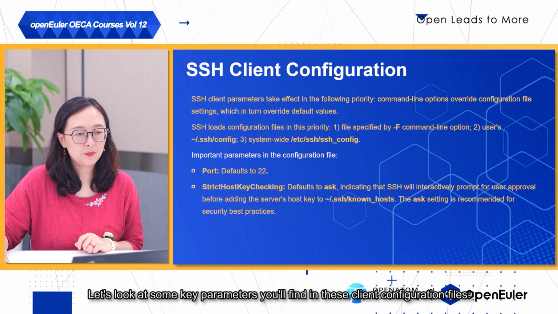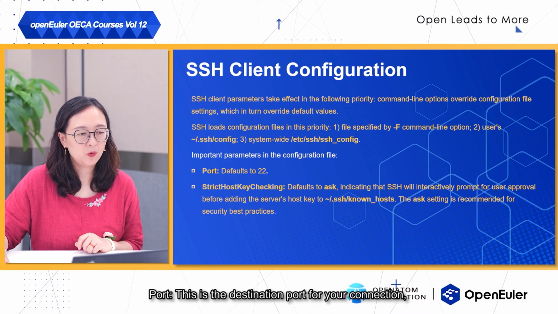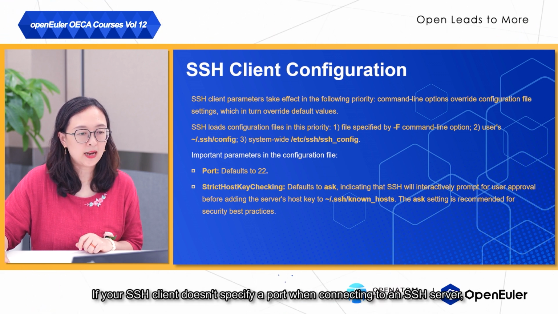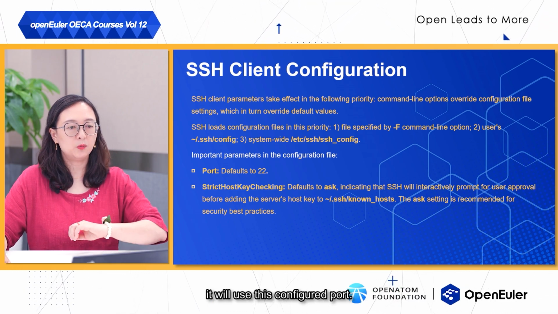Let's look at some key parameters you will find in these client configuration files. Port. This is the destination port for your connection, defaulting to 22. If your SSH client doesn't specify a port when connecting to an SSH server, it will use this configured port.